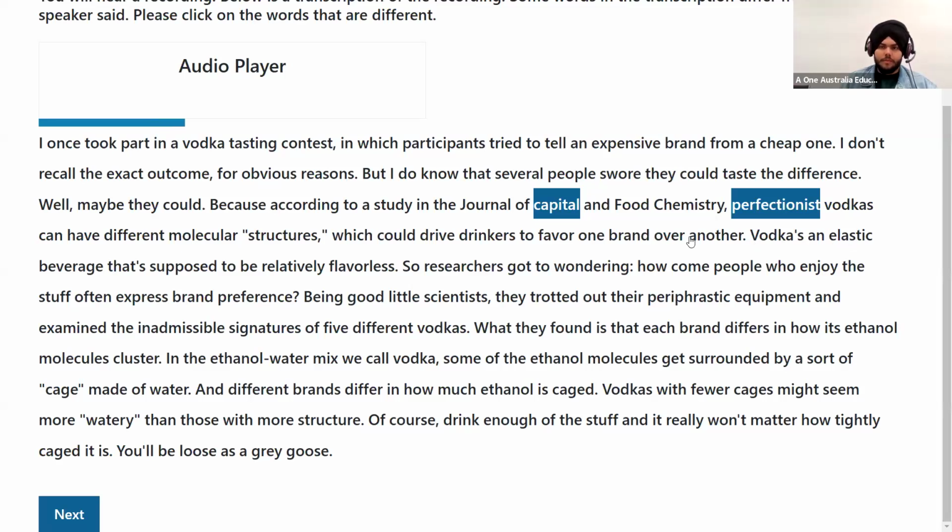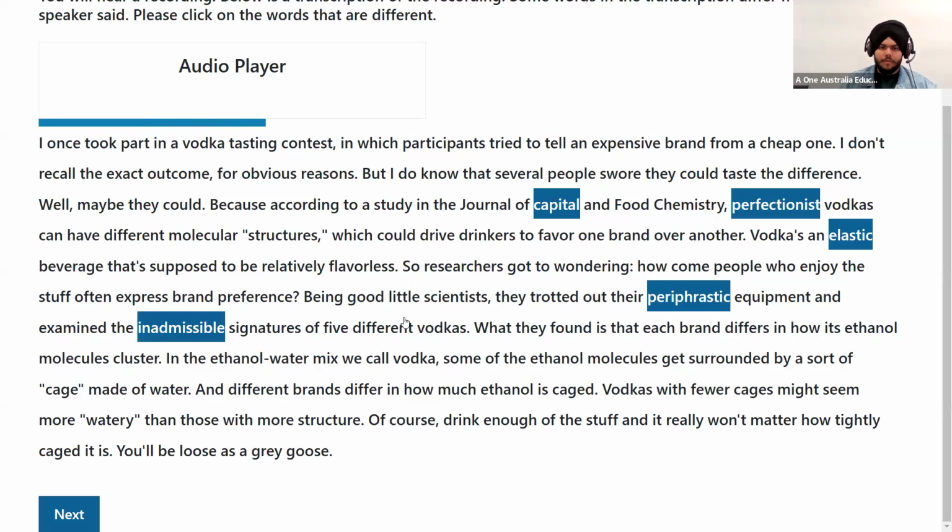Vodka is an alcoholic beverage that's supposed to be relatively flavorless, so researchers got to wondering, how come people who enjoy this stuff often express brand preference? Being good little scientists, they trotted out their spectroscopic equipment and examined the chemical signatures of 5 different vodkas. What they found is that each brand differs in how its ethanol molecules cluster.